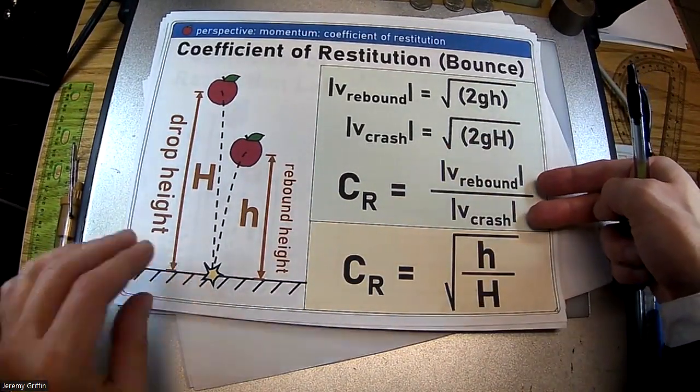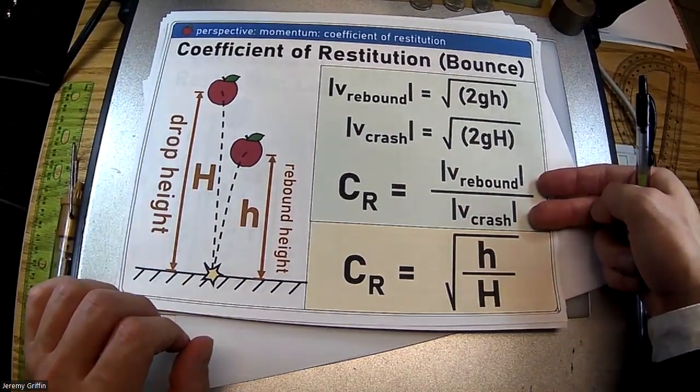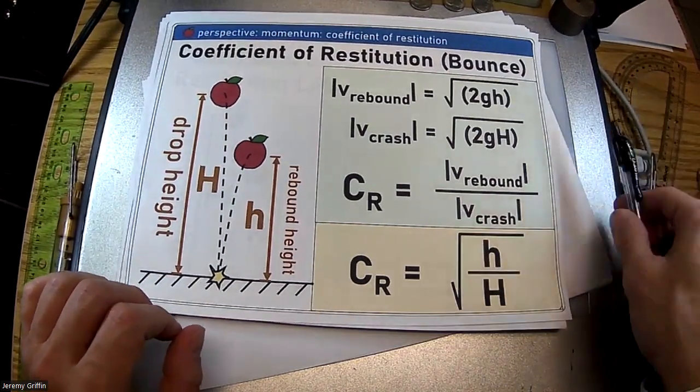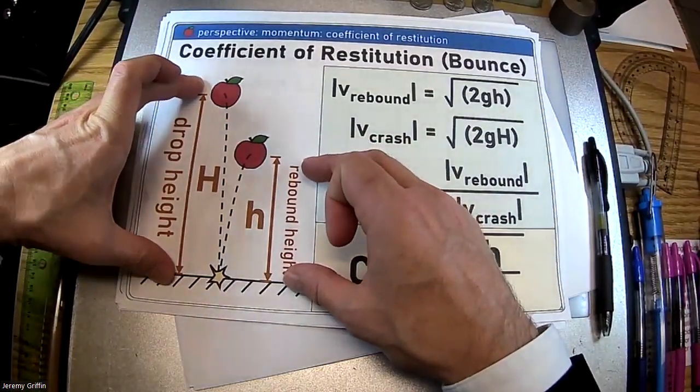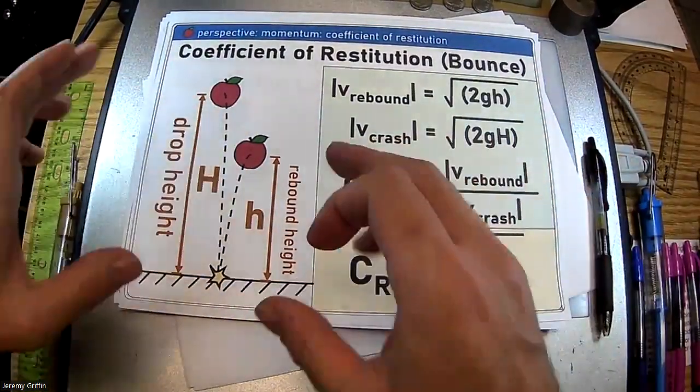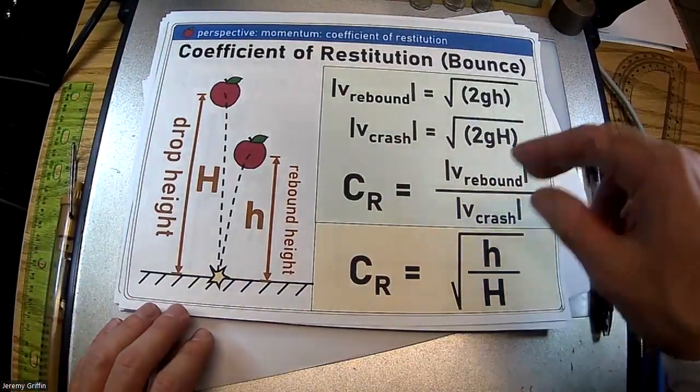Now this one, did you guys do this lab yesterday? Yeah, yesterday's lab. You guys had meter sticks. You measured the rebound height compared to the drop height. Now that ratio itself is not the coefficient of restitution, but you can use that to figure it out.